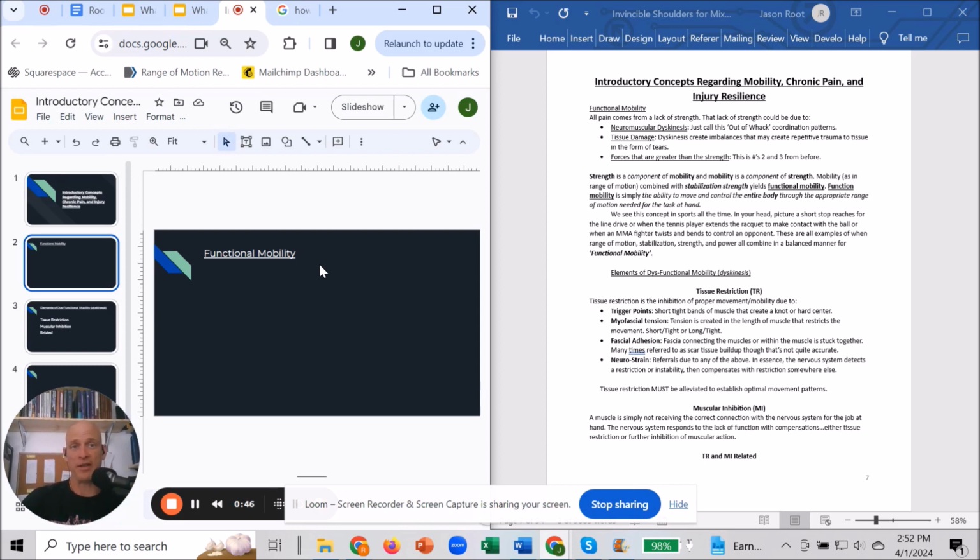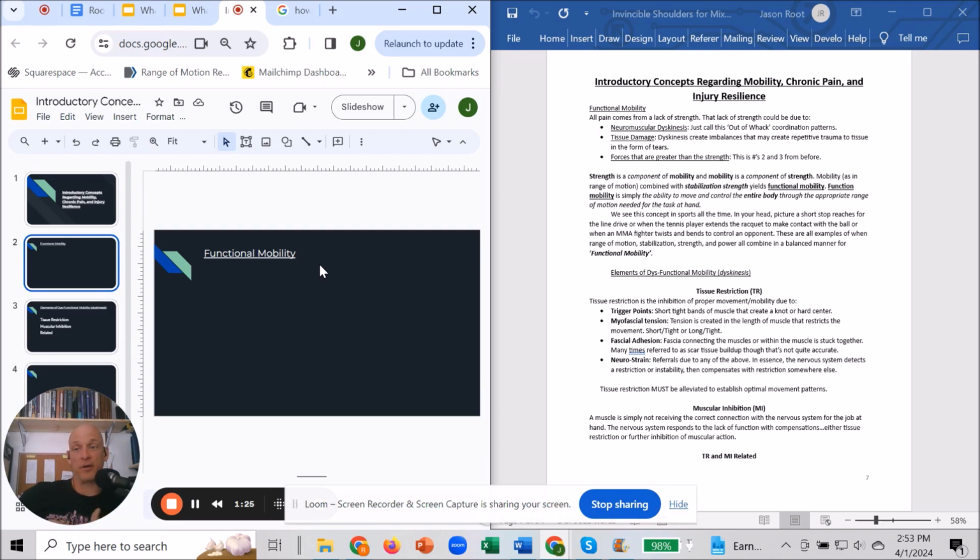Could be from tissue damage, which could be an imbalance that created a repetitive trauma to the tissue in the form of tears or something like that. Or it could be forces that are greater than the strength of the joint and the muscles that are creating that strength. And so we should know that strength is a component of mobility and mobility is a component of strength. So mobility, as in range of motion, combined with stabilization strength, the ability to coordinate those two things, creates what we call functional mobility, the ability to just function.